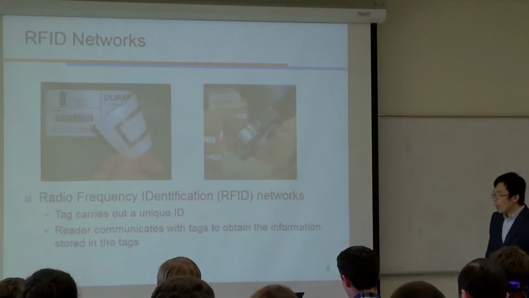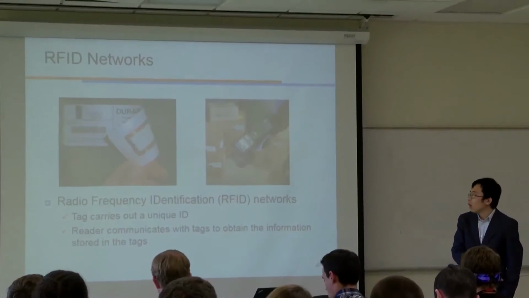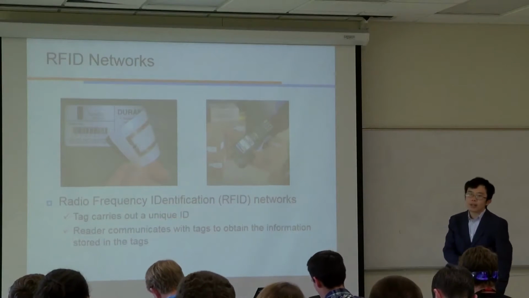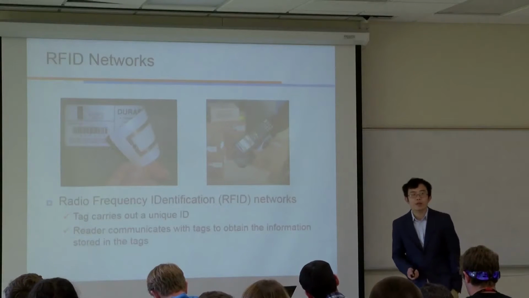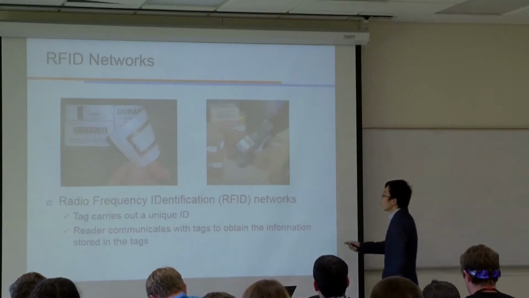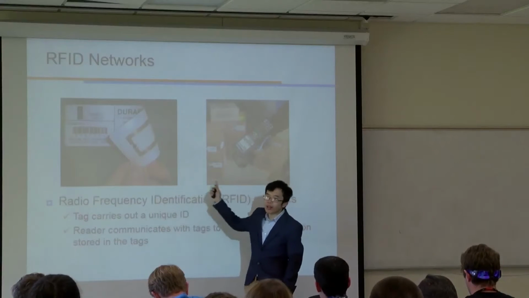So what is an RFID network? An RFID network is very simple. A typical RFID network consists of two parts: readers and tags.